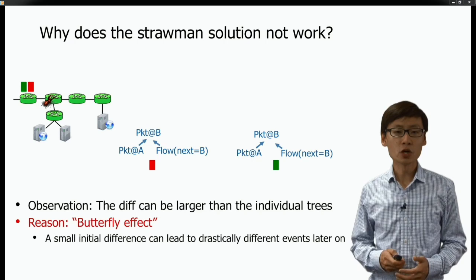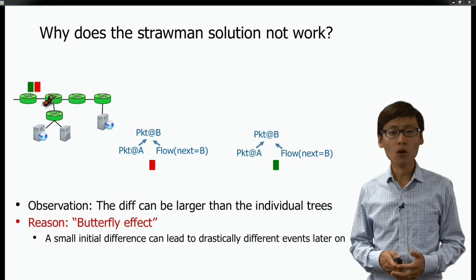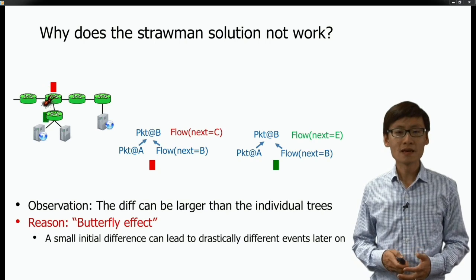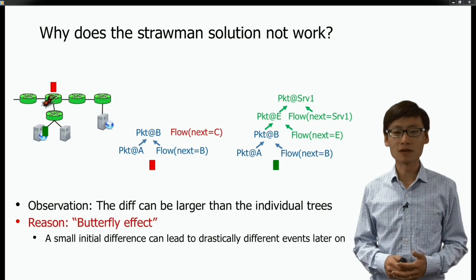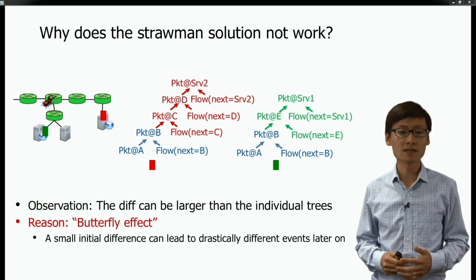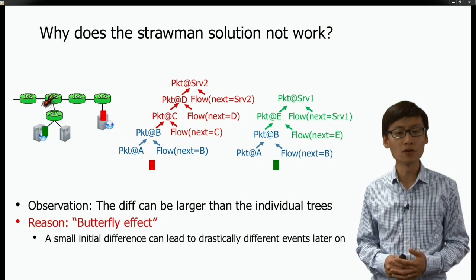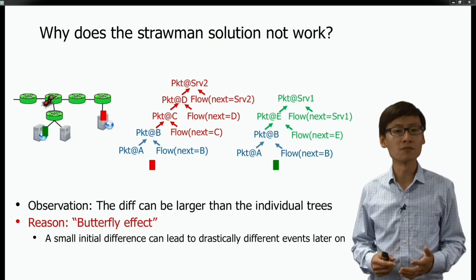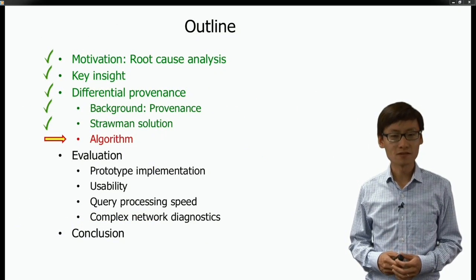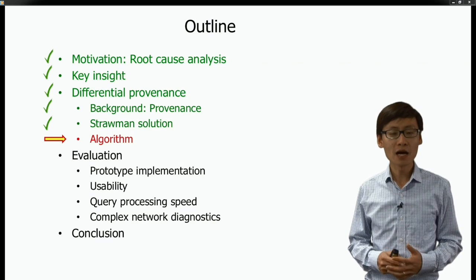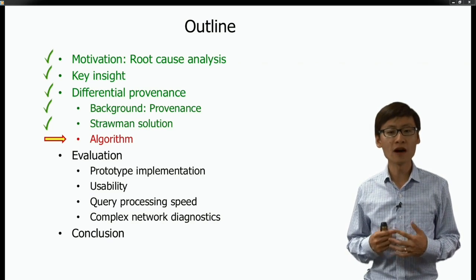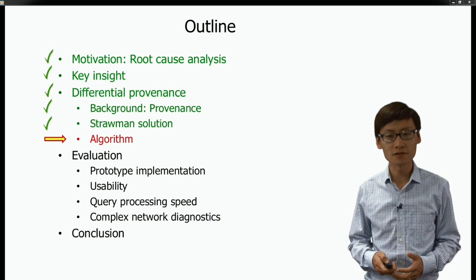but as they go to the second hop, only the green packet was routed to the correct server, but the red packet was misrouted. As it traverses a different set of switches and gets matched against a different set of flow entries, it has a very different provenance tree afterwards. So what can we do about this? Next, I will describe a starting point for our algorithm, and then I will refine the algorithm in several iterations.